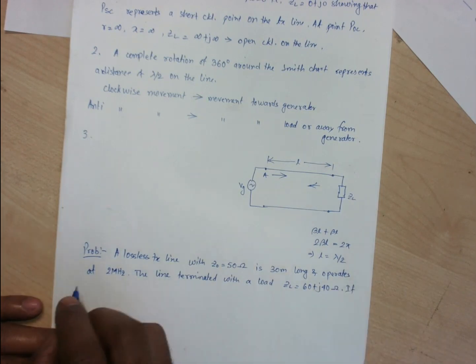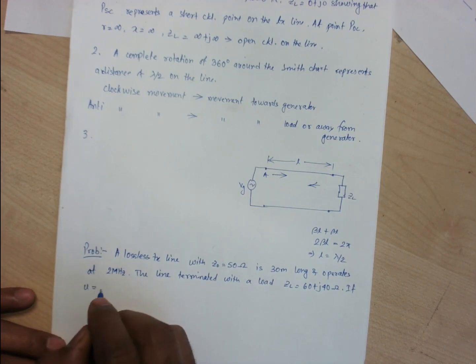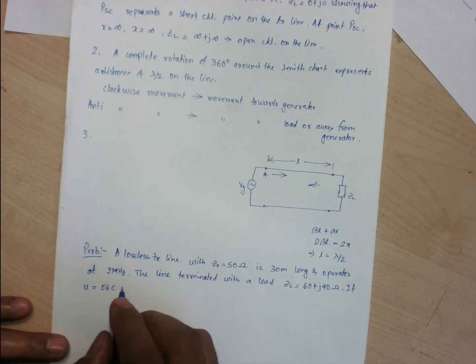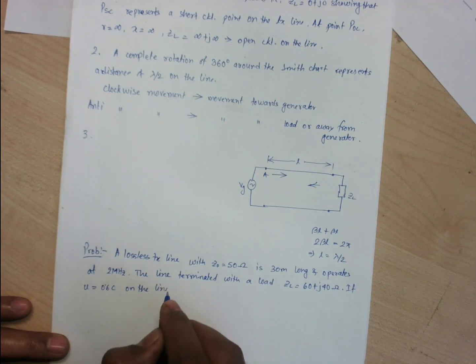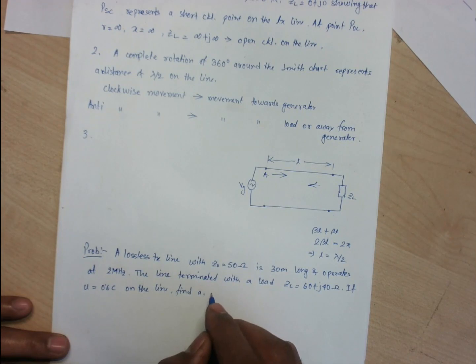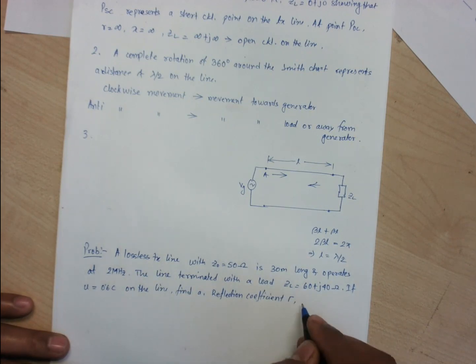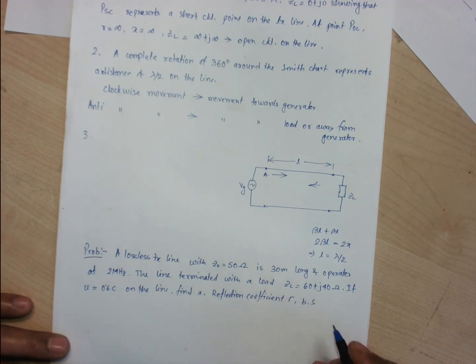If u equals 0.6 c, so what does it mean? It is the phase velocity on the line. If u equals 0.6 c on the line, find: first, the reflection coefficient gamma; then B, the SWR, S, we need to find; then C, we need to find the input impedance.